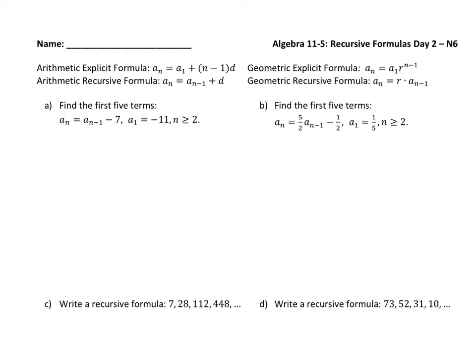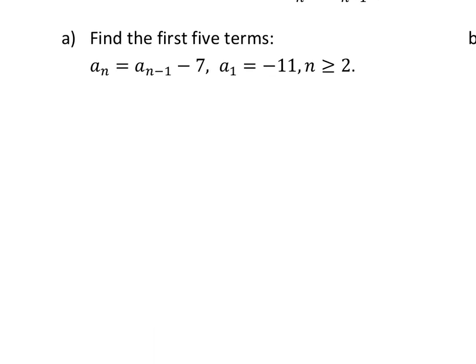Letter A, find the first 5 terms. Simple enough. We're given the recursive formula, a sub n equals a sub n minus 1 minus 7. Our first term is negative 11, and n is greater than or equal to 2. So our second term will be our previous term, which is our first term, minus 7. We know that the first term is negative 11, so this is really negative 11 minus 7, which is negative 18.